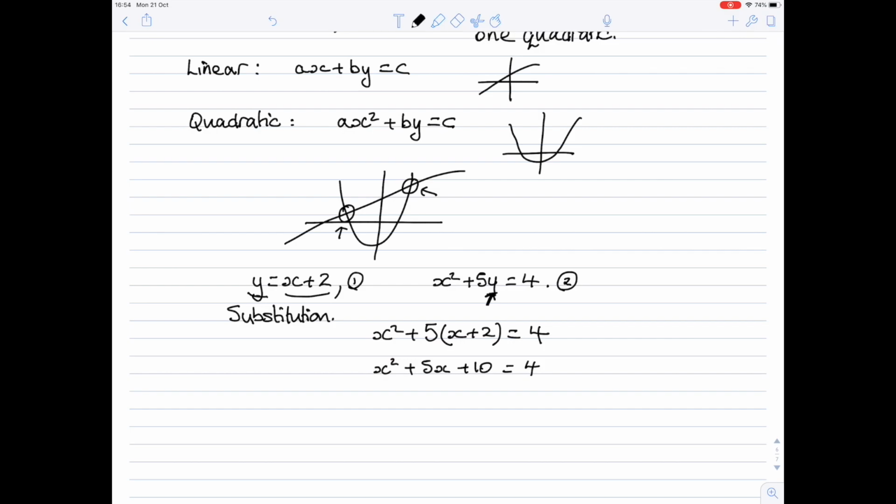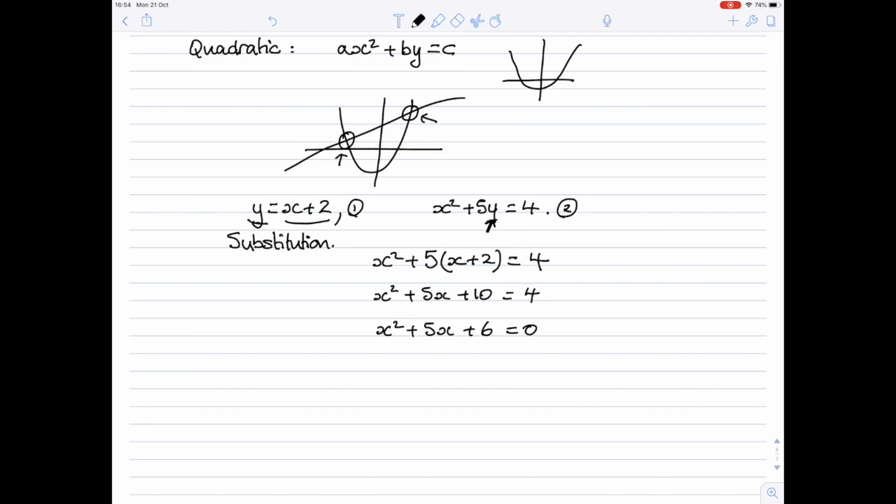This is now a quadratic equation, so to solve it, I need the right-hand side to be 0. So I'm going to take 4 away from both sides. x squared plus 5x plus 6 equals 0. Hopefully it will factorise. So I'm going to put it into two brackets. They will both start with x. And I need two numbers that will multiply to give me the 6 and that will add to give me the 5. So it's going to be x plus 3 in one bracket and x plus 2 in the other bracket.